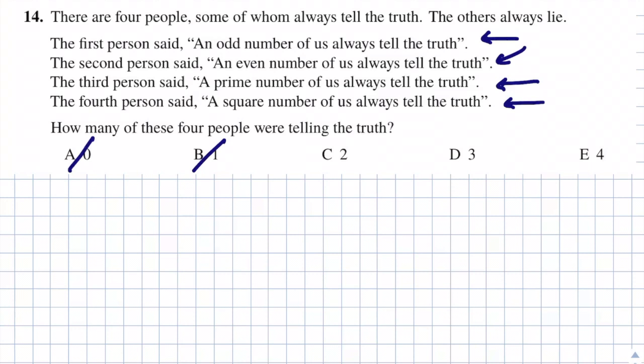What if we say 2 people are telling the truth? Well, if 2 people are telling the truth, then an even number of people are telling the truth, so the second person is telling the truth. And then the third person says a prime number of us are telling the truth. Well, 2 is a prime number, and that would mean that the second and the third person are telling the truth. So therefore, our answer must be 2, which is answer C. So therefore, final answer equals C.